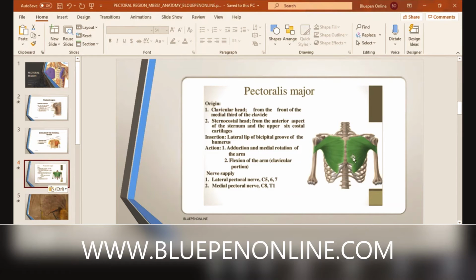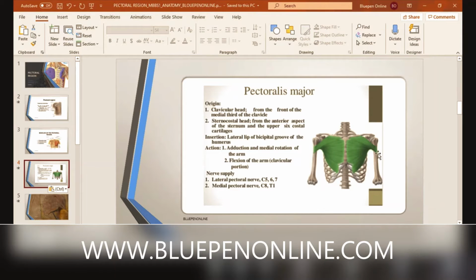This is the pectoralis major muscle. If you are dissecting the body, once you remove the skin, superficial fascia and deep fascia, you will see the pectoralis major muscle, which is the main muscle of the pectoral region. I will show the video after the class. The pectoralis major has two origins. One is the clavicular origin, the anterior surface of the medial third of the clavicle, and another is the sternocostal origin, from the anterior aspect of the sternum and upper six costal cartilages.